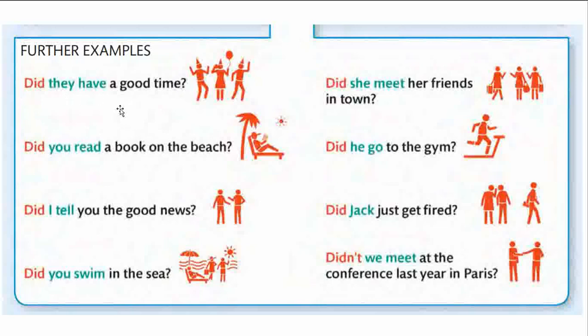Did they have a good time? Did you read a book on the beach? Did I tell you the good news? Did you swim in the sea? Did she meet her friends in town? Did he go to the gym? Did Jack get fired? Didn't we meet at the conference last year in Paris? Now, you are requested to first construct the sentence and then construct the question. You may pause the video as you are working on this exercise.